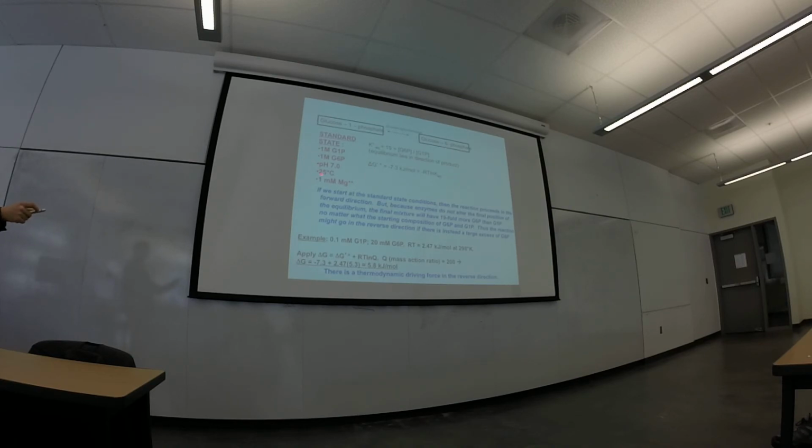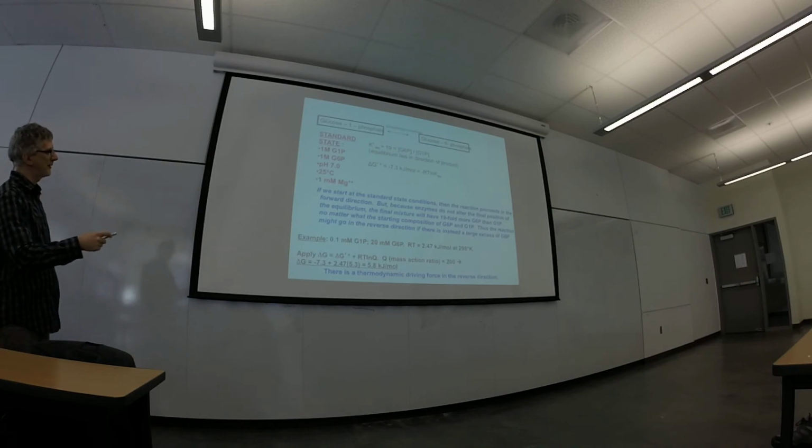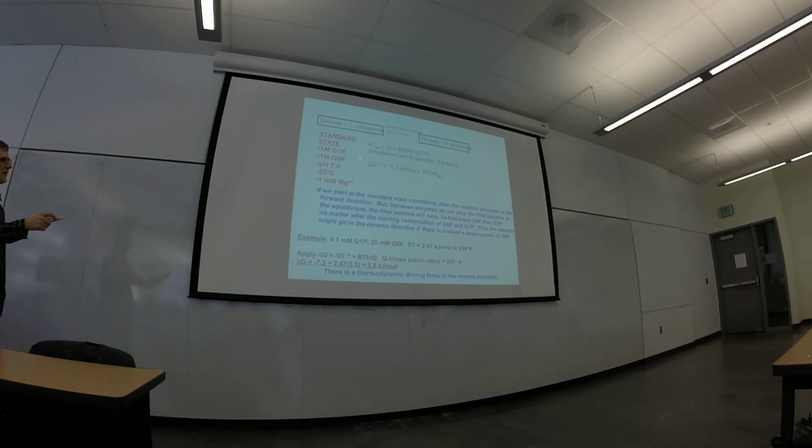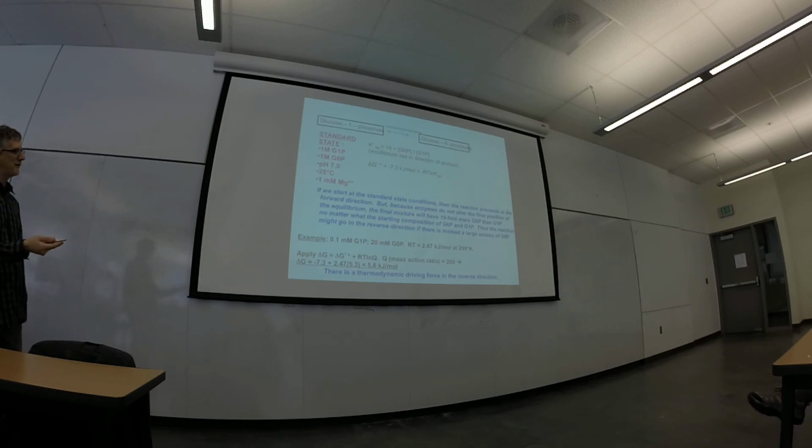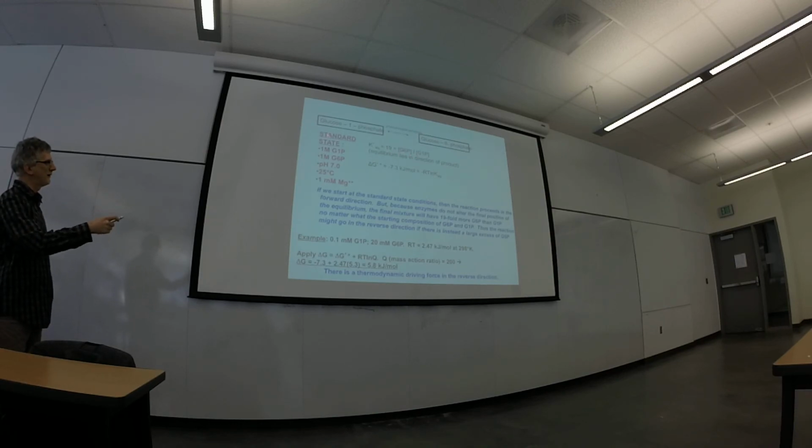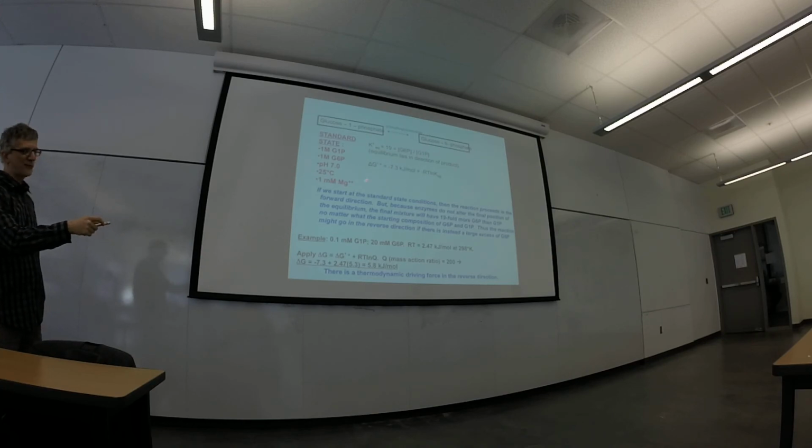If you start at the standard state of 1 molar of both substrate and product, both metabolites, the positive equilibrium constant and negative delta G tell you that you're going to move to the right. And the magnitude of the thermodynamic driving force has to do with where you start as compared to where you finish. So if you start everything at 1 molar, and you finish at 19, the driving force is minus 7.3, right?